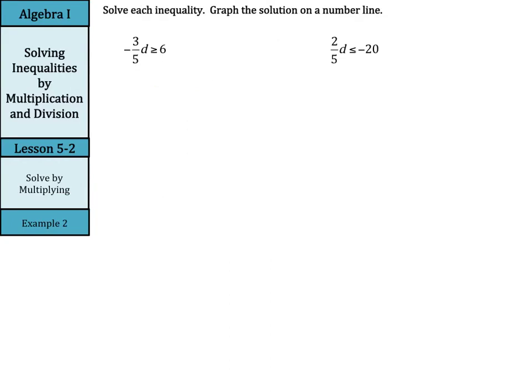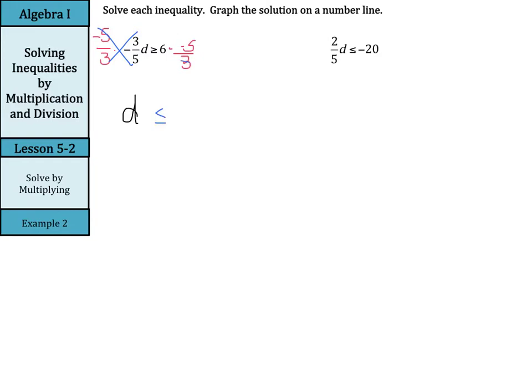Now we're going to solve each inequality and graph the solution on a number line. Well, negative 3/5 d is greater than or equal to 6. Let's multiply again by the reciprocal here on both sides. The reciprocal would be negative 5/3. And this cancels out. And we're left with d. Now we have to reverse the inequality since we're multiplying by a negative number on both sides. So we're going to reverse the greater than or equal to into a less than or equal to.